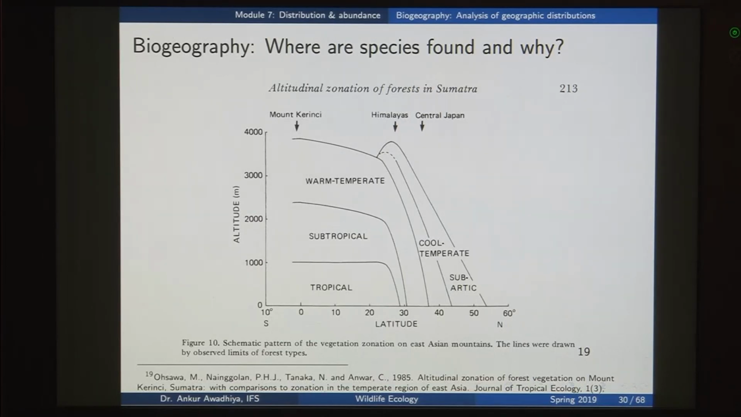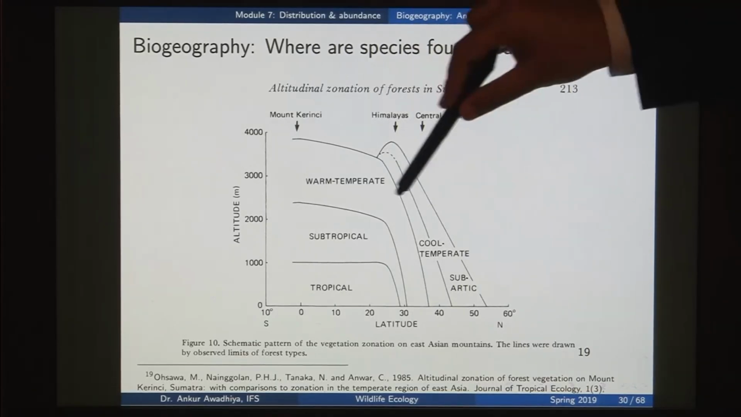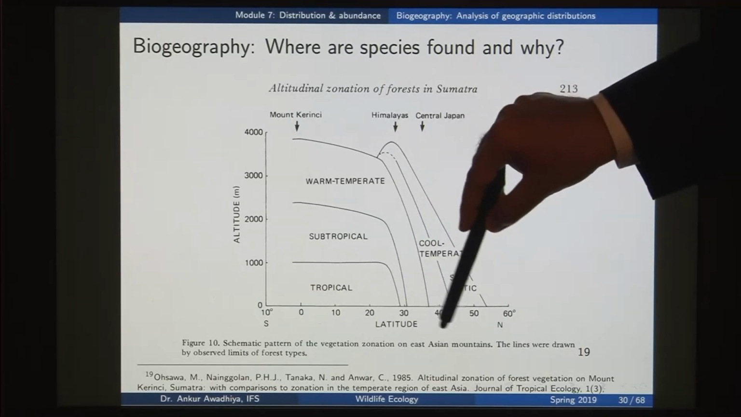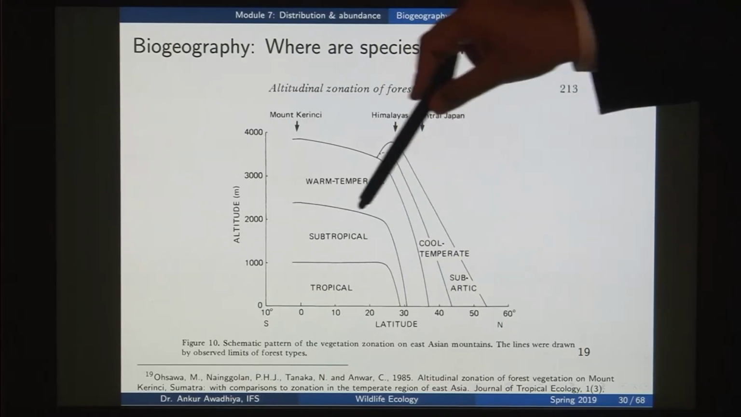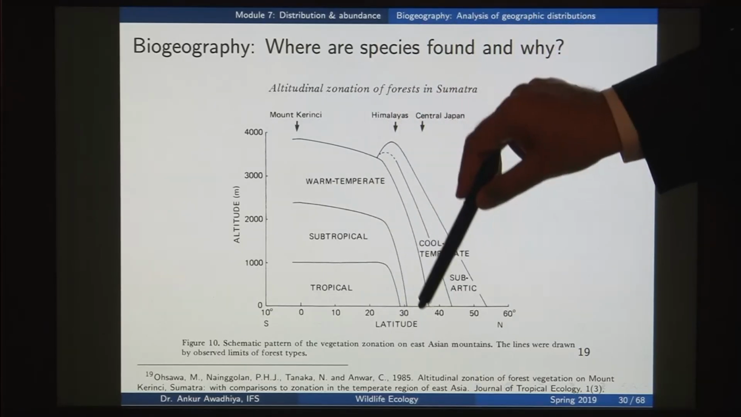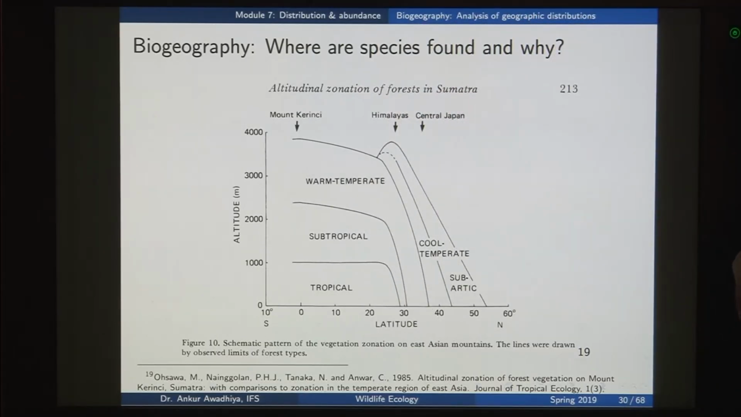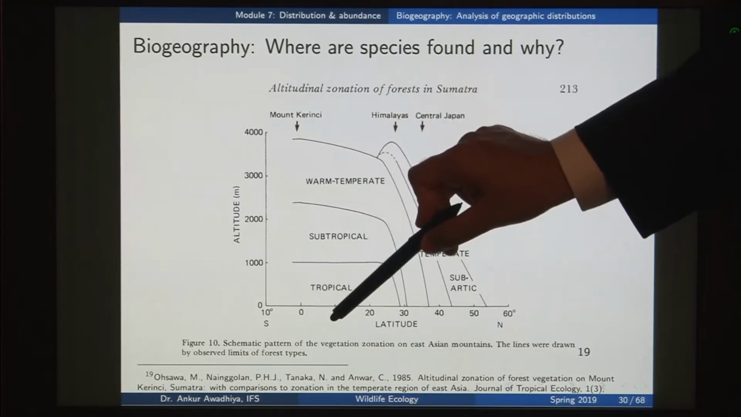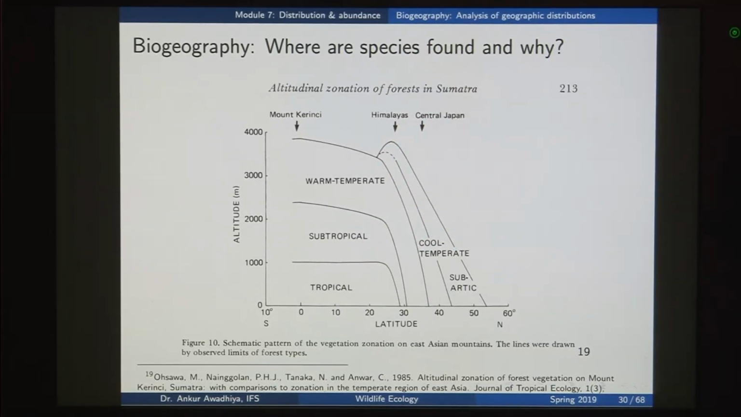Now, in this case, when we are talking about an altitudinal zonation, it is the temperature differences that are making all these different forests possible in any particular area. So for instance, you will find a warm temperate forest typically between 30 degrees and 35 degrees north of latitude, and you will find a subtropical forest typically between say 28 and 32 degrees. But then even if you are here between 0 and 10 degrees, you can find these forests if you can make these conditions available to the species.